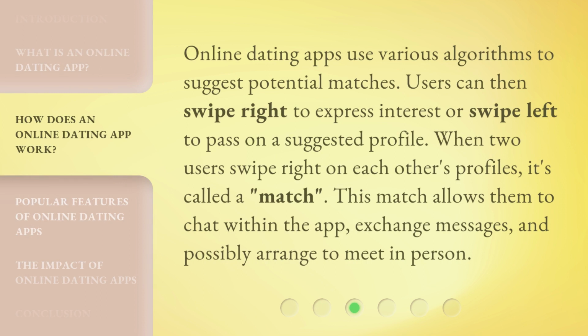Online dating apps use various algorithms to suggest potential matches. Users can then swipe right to express interest or swipe left to pass on a suggested profile. When two users swipe right on each other's profiles, it's called a match. This match allows them to chat within the app, exchange messages, and possibly arrange to meet in person.